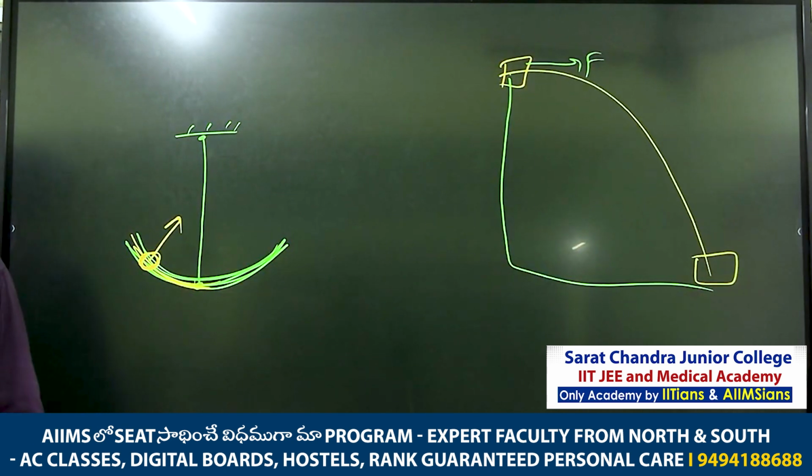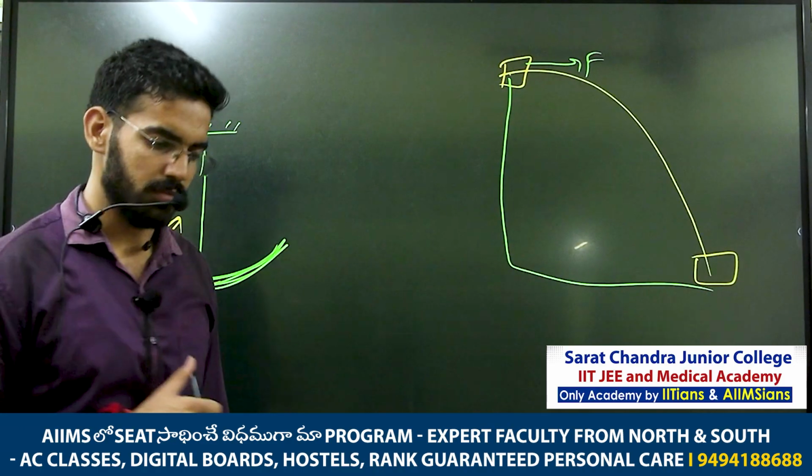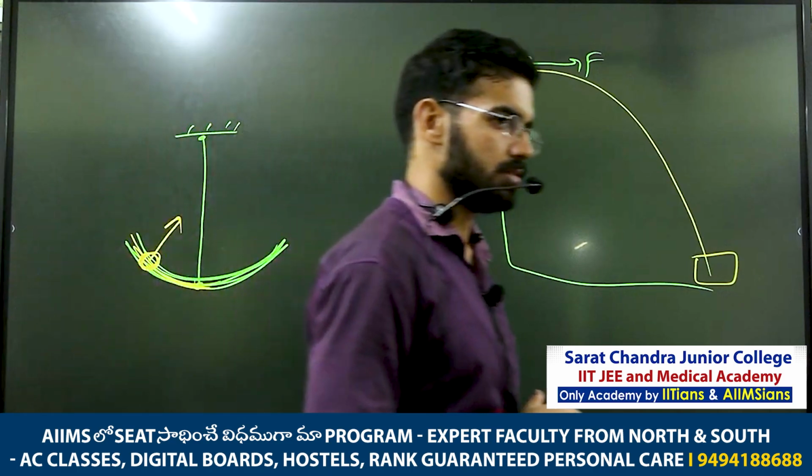So the work done by tension is 0 because the force is perpendicular to the displacement. This we will study in circular motion, vertical circular motion. The work done by the tension force is 0. Why? Because it is always perpendicular.